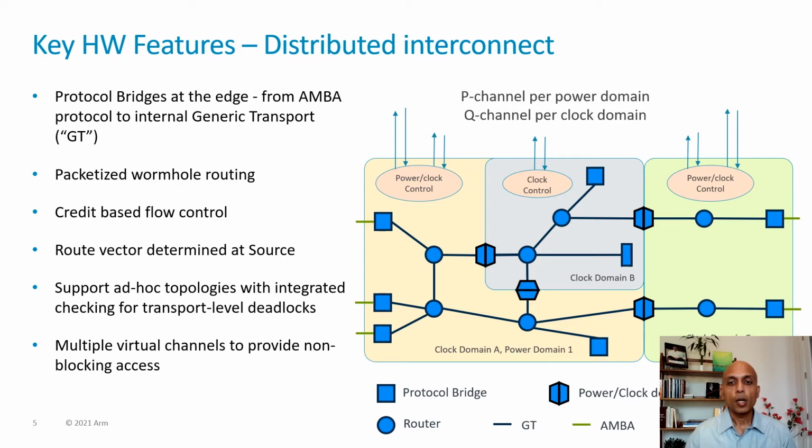In terms of routing, the route vector is determined at the source, at the protocol bridges, for the entire path through the interconnect from source to target. And because we have a route vector, we are able to support ad hoc topologies. So we can support a mesh, we can support a tree, or any ad hoc topology.